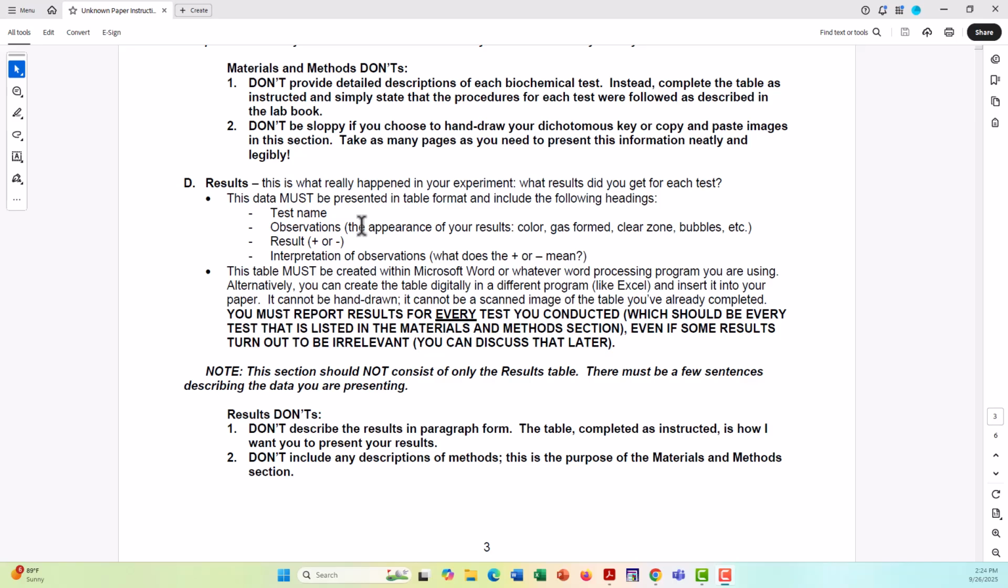And like the materials and methods section, you are not just giving a table here. You have to give a few introductory sentences that tell the reader what they're about to see. What I don't want you to do is describe your results in paragraph form. All I want is the table filled out as instructed. Do not include any description of methods. Don't talk at all about how you did the tests. That was covered in the materials and methods section. So I really just want one or two introductory sentences and then this table.